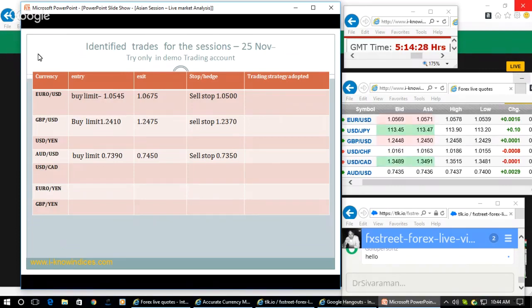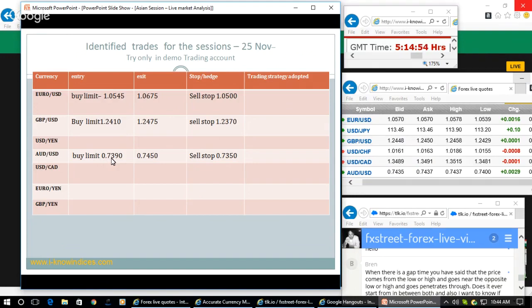Near the low, we can take a buy in the case of euro and GBP during the gap time or during the early part of the European session, and then try to book profit during the further rise during the European as well as US sessions. And in the case of Australian dollar, you can keep a buy limit order slightly, about 20-30 pips below the market level, but still use the hedge order to limit the risk.